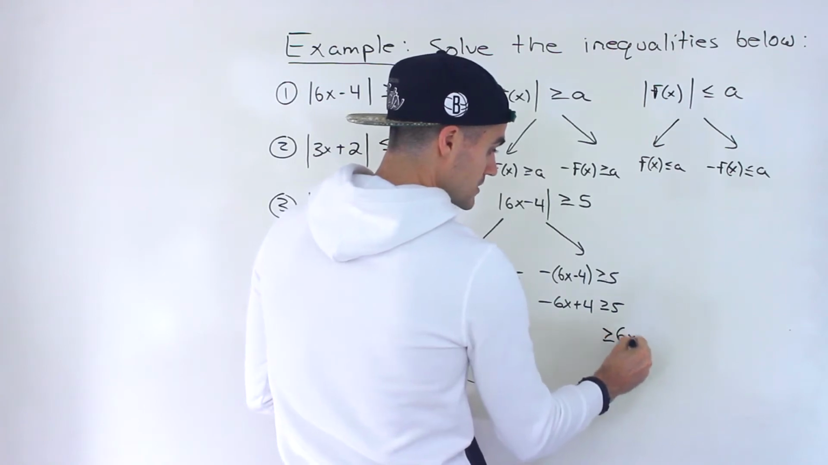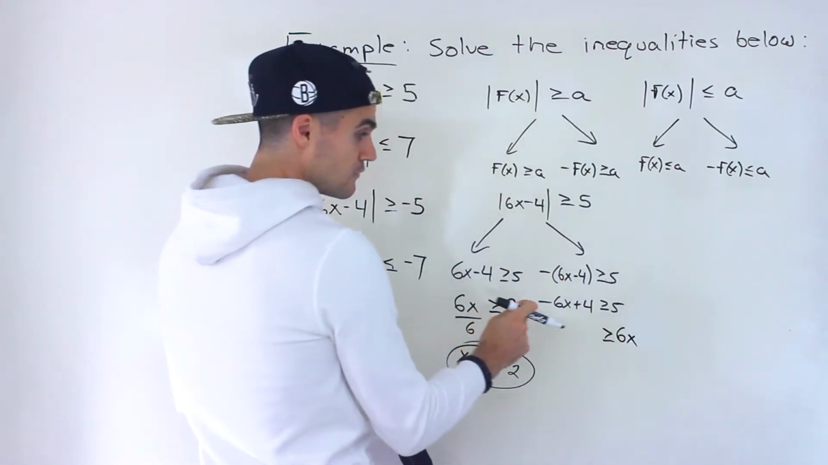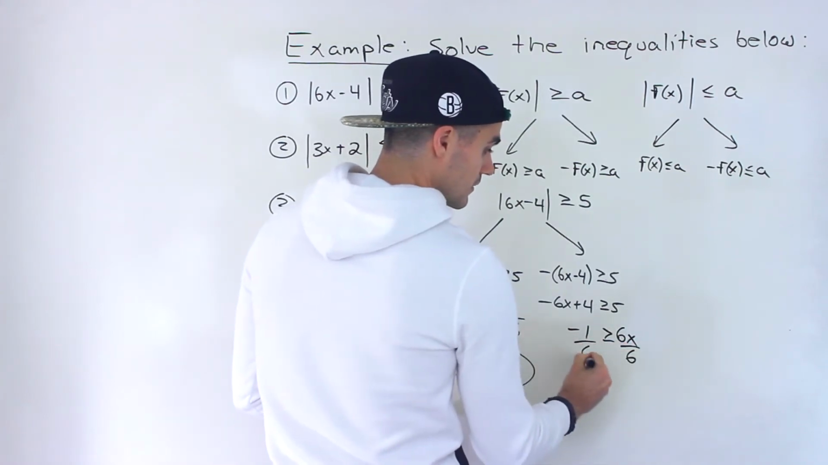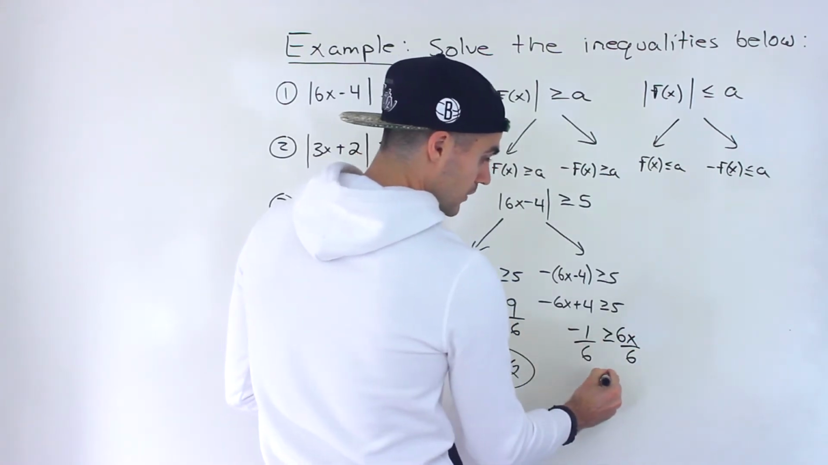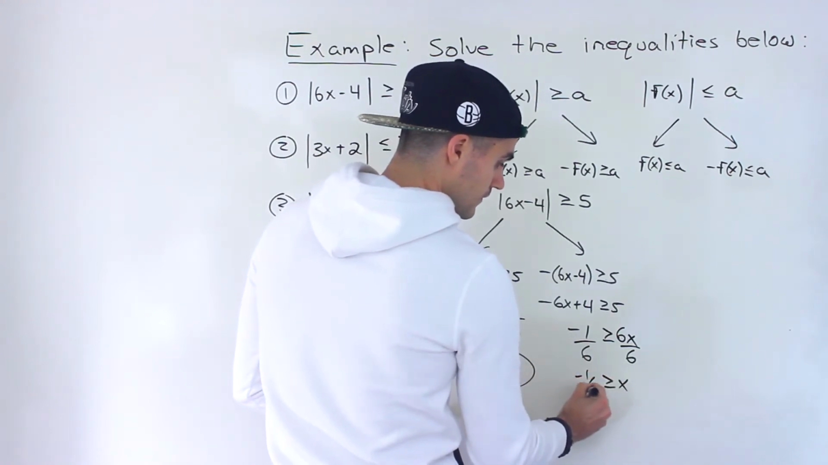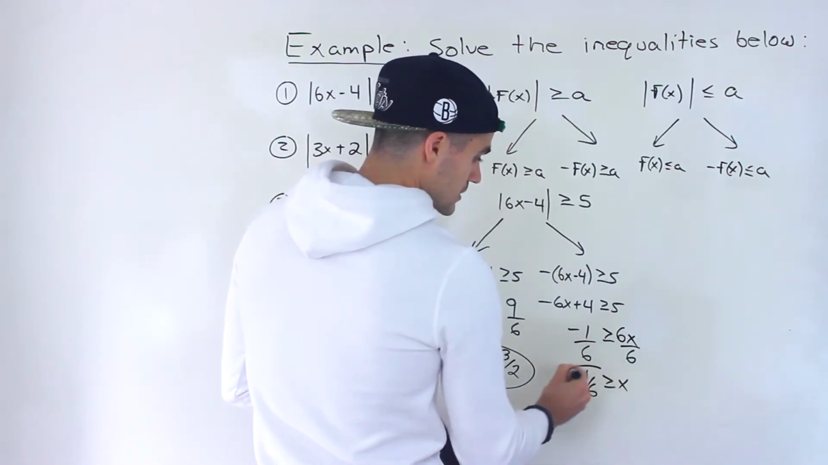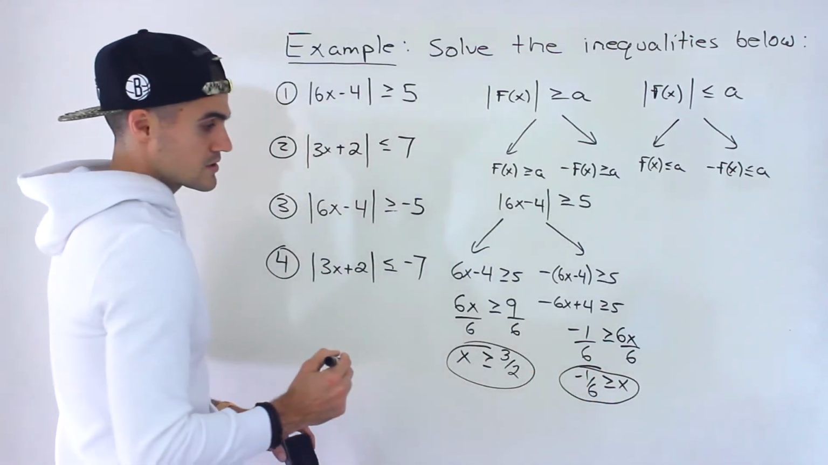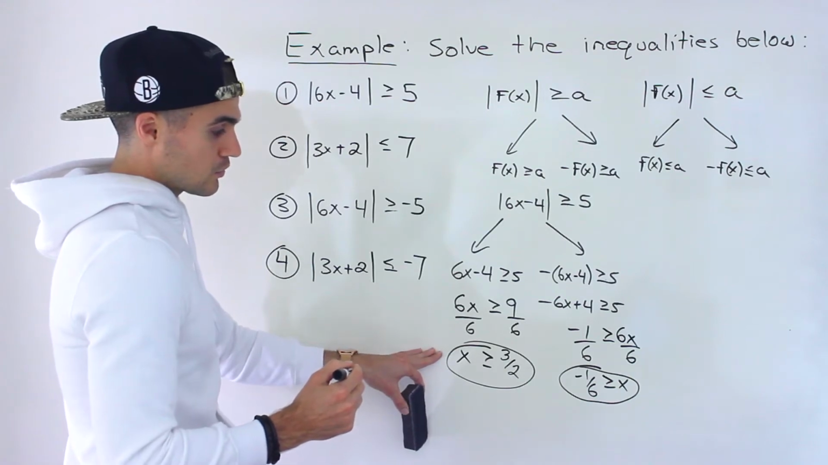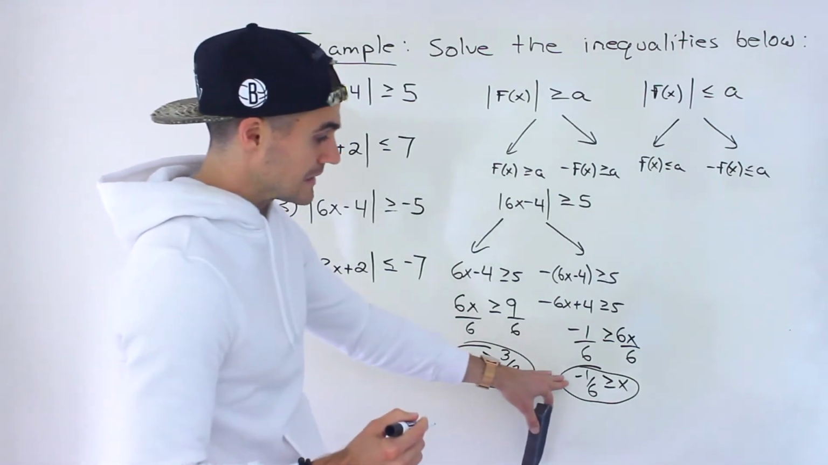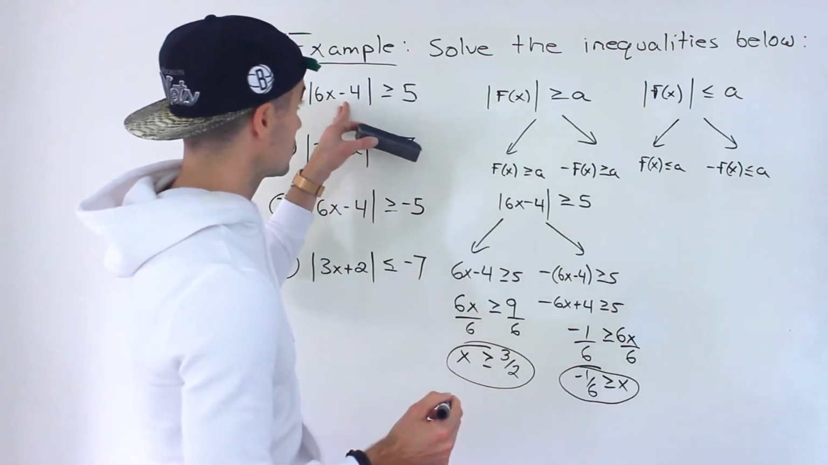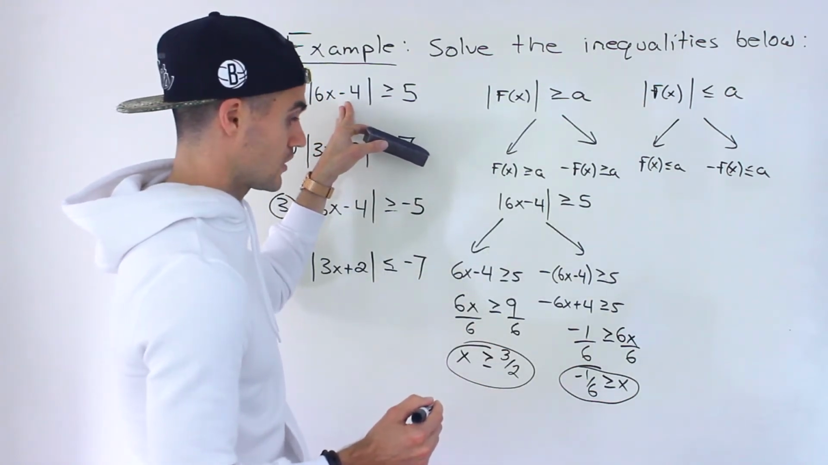and we'd end up with positive 6x. Bring the 5 over, 4 minus 5 would give us negative 1. And so when we divide here, we don't have to worry about flipping that sign, right? And so that's the other solution. So either x has to be greater than or equal to 3 over 2, or x has to be less than or equal to negative 1 over 6. And that's the solution for this over here.